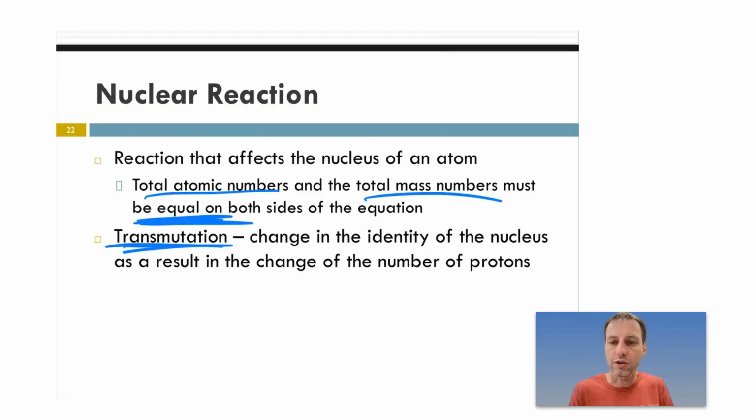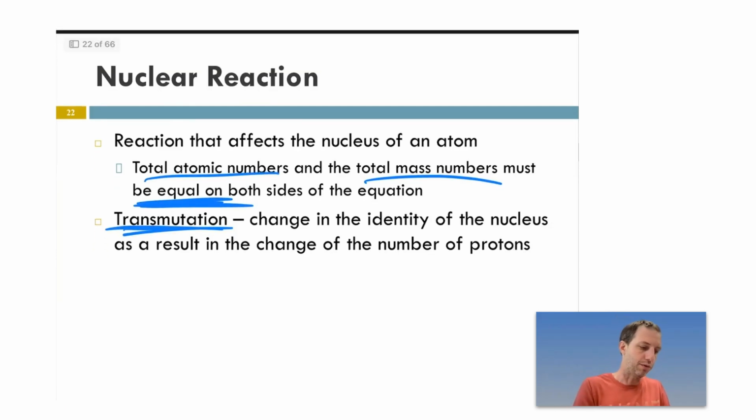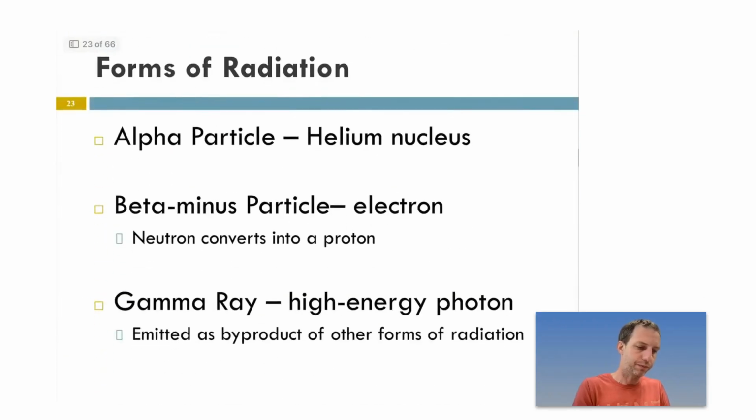When we talk about nuclear decay, and you're going to see a little bit in this presentation, those numbers have to be equal on both sides of the arrow. That's what we mean by both sides of the equation. Okay, let's introduce these particles, and we're going to see slide after slide of comparing them.